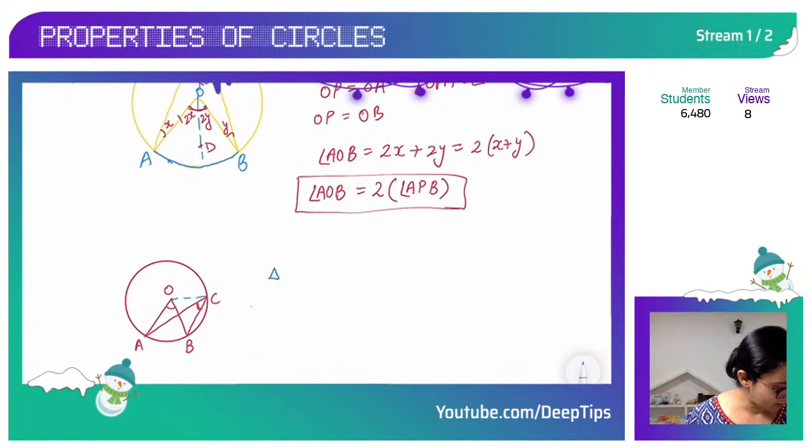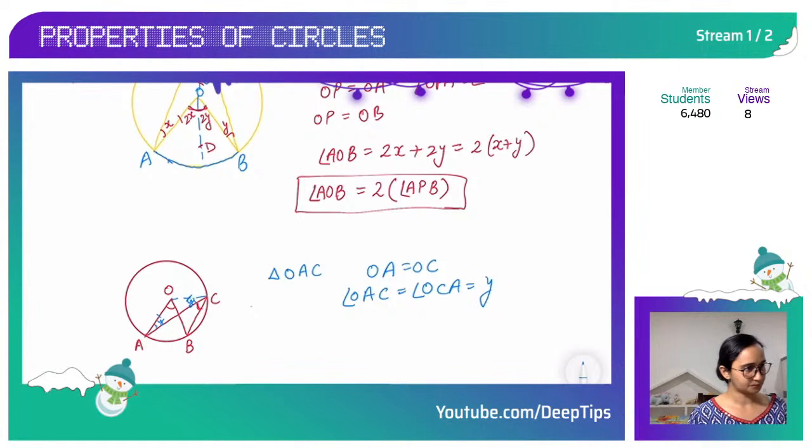Yes, I have triangle OAC. As you can see, OA and OC are equal, correct? So if I mark this Y, this is also Y. These two are Y. So I can say, in triangle OAC, OA equals OC, so angle OAC equals angle OCA, which is Y.